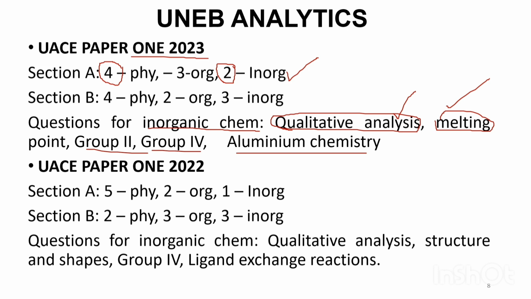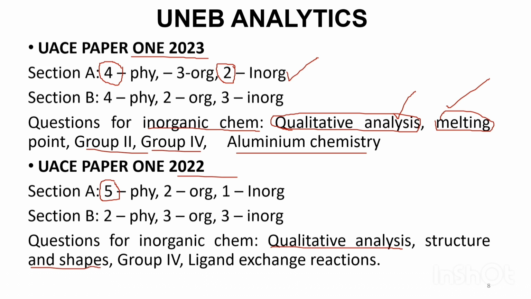Now looking at UNEB 2022, it had 5 questions in physical. Physical, I mean even the redox areas, all shapes are all here. So we saw qualitative analysis again repeated in 2022, then structure and shapes. So shapes were here, also back here. So shapes are very, very key, and they are part of physical chemistry.